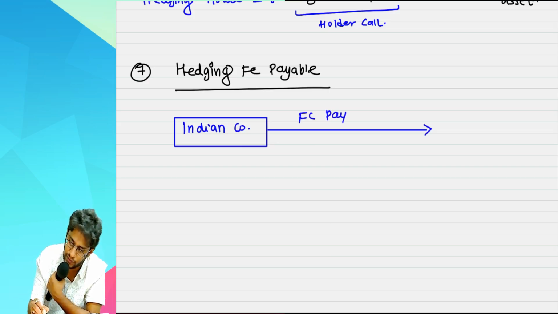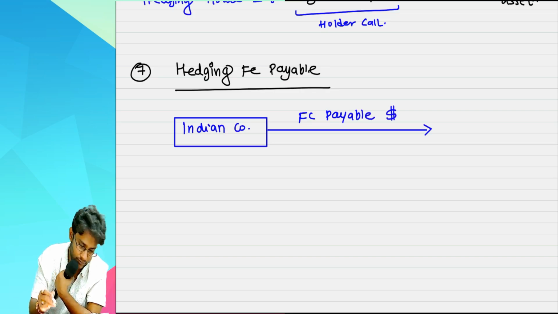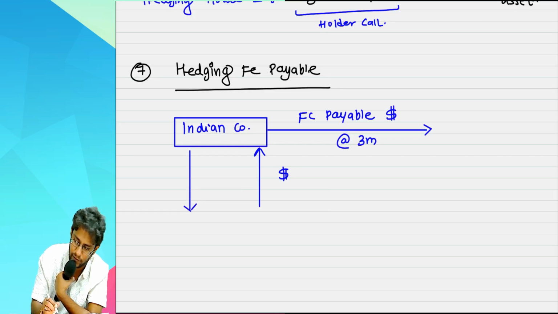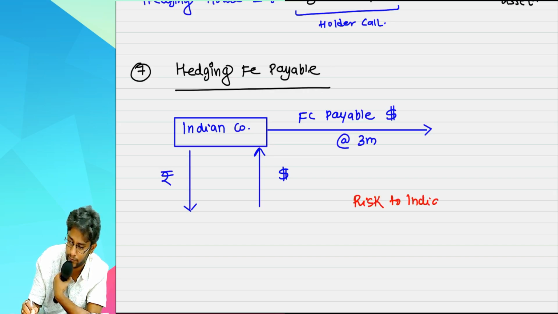So imagine this fellow has an FC payable in dollars at 3 months, not now. So at 3 months, obviously he has to buy dollars by giving his home currency, which is rupee. Risk to Indian company.